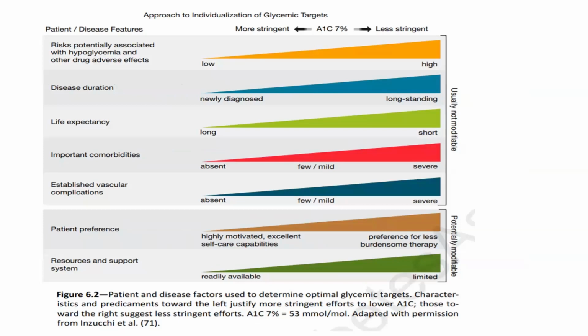Like suppose a newly diagnosed patient, we can have a glycemic target really less than 7, so 6.5 and things like that. So if the patient is highly motivated and is capable of engaging in the physical activities, we can get the HbA1c down a little lower, which is good for the patient in the long run.